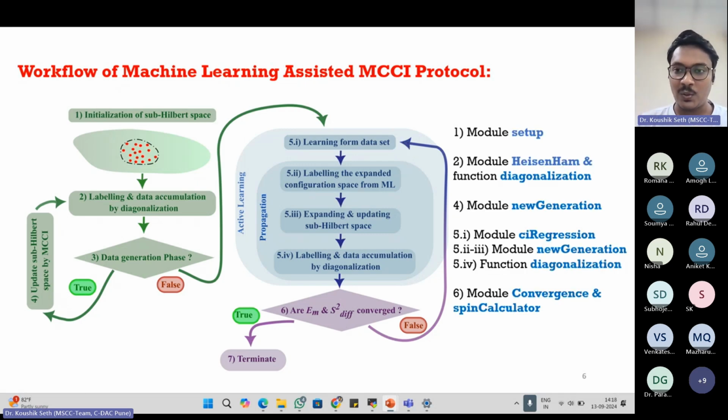If we look into our code in detail for later reference, you can see a few modules: the setup, Heisenberg, Hamiltonian, diagonalization, new generation, CI regulation, and another convergence and spin calculator part. The numbers 1, 2, 4, 5, 6 all correspond to this algorithm. So for a particular part, this module takes place. If you get the time to look into the code in detail, you can relate it at that time.